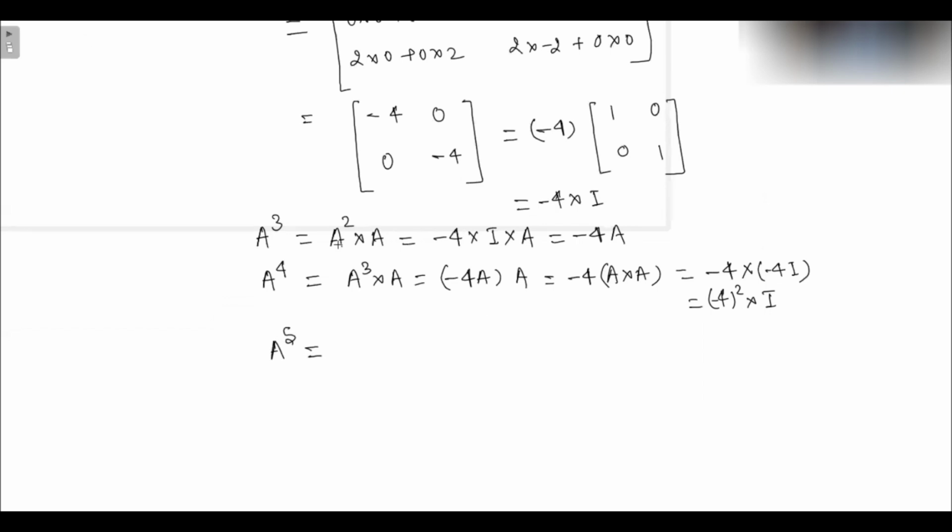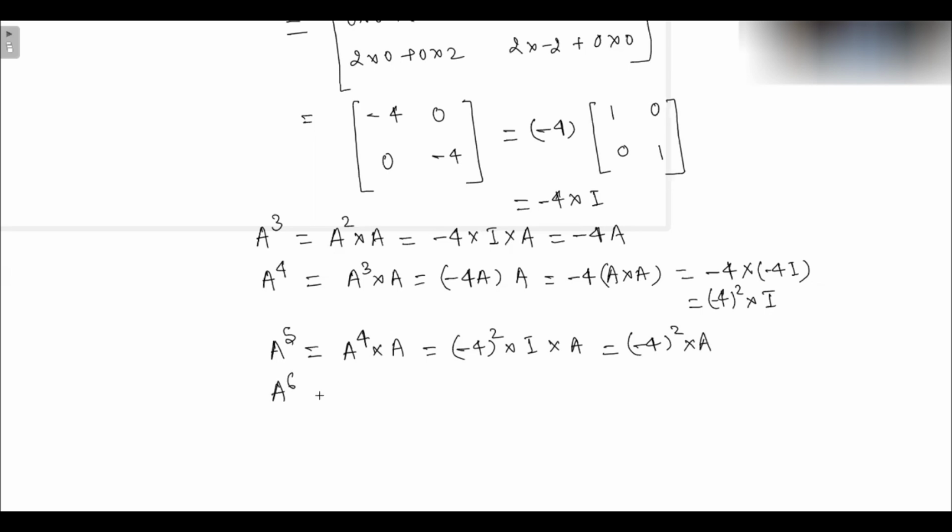So what is a raised to the power 5? a raised to the power 5 is nothing but a raised to the power 4 into a, which is going to give me minus 4 squared into i, and then into, again, a is here. Then we know that i into a would give me a again. So this is also going to give me minus 4 squared into a itself. So this is what we have got.